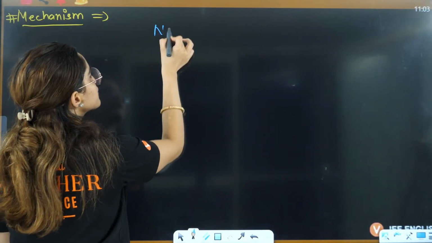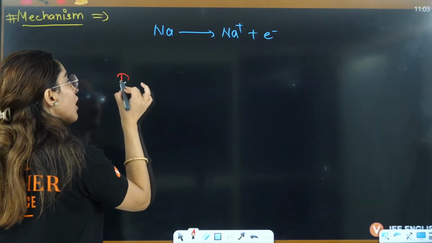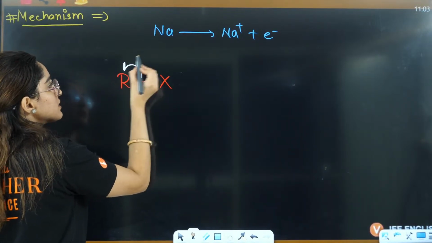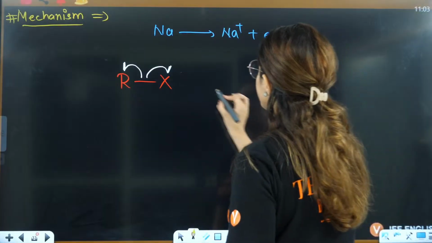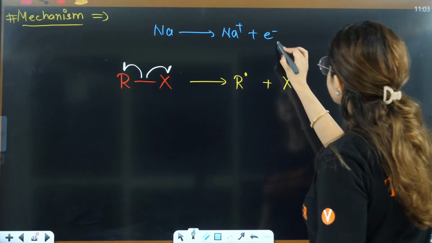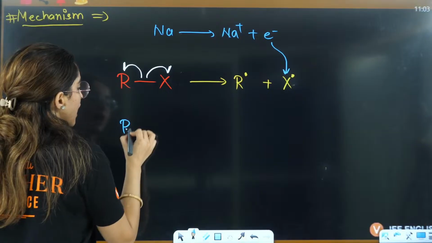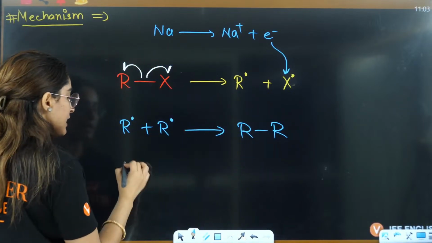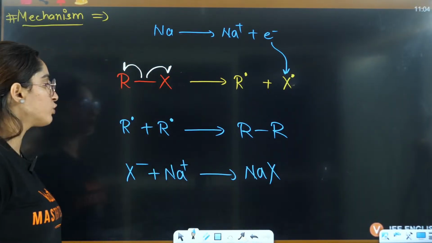Firstly, you will have sodium. Sodium will be Na positive plus 1 electron, and you will have RX. We know that this is partially negative, this is partially positive, but still homolytic cleavage will take place and one electron will shift here, one electron will shift here, and hence you will have the formation of R free radical and X free radical. Now this electron is going to attack here and you will have the formation of X negative, and this is R free radical. The R free radicals combine and give you R-R, and X negative and Na positive will combine and give you NaX. That is how the products are formed.